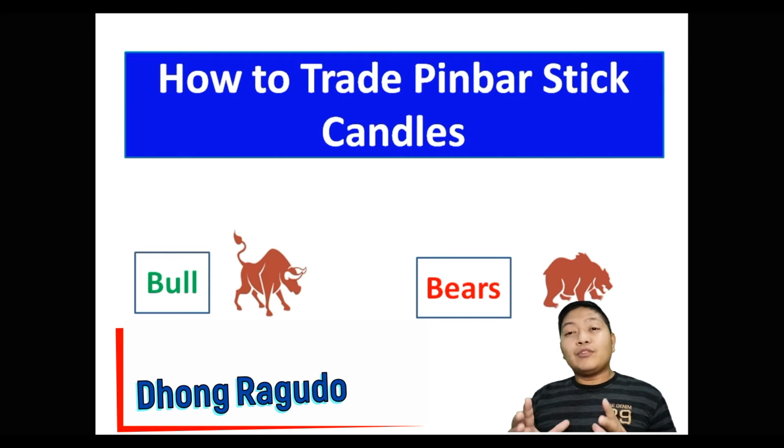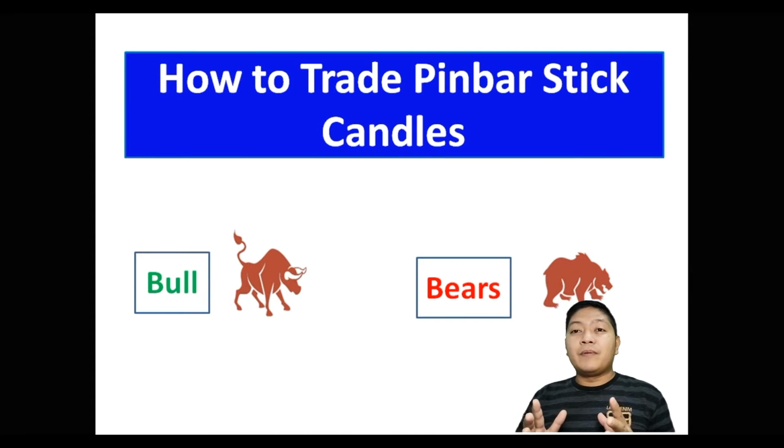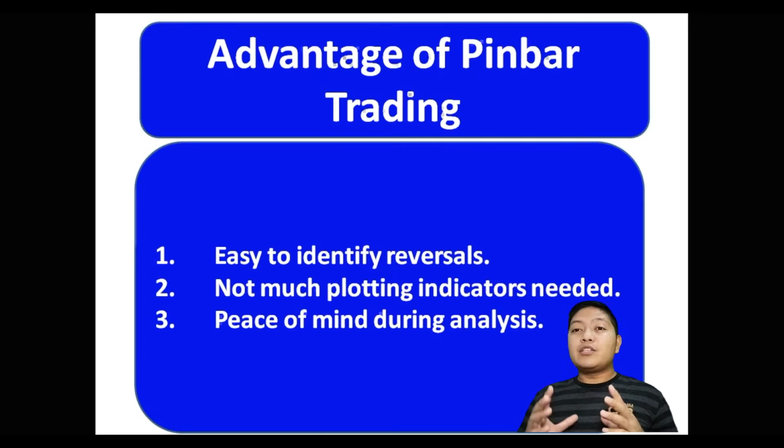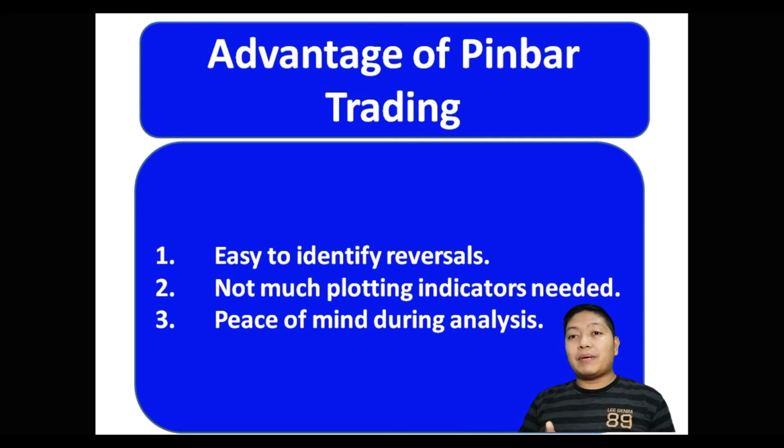Alright, so how to trade Forex using pin bar stick. In Forex trading, we only have two types of market: either you are in a bull market or you are in a bear market, right? The advantage of the pin bar is, first, that it is easy to identify reversals. Pin bars identify a possibility, and we say possibility because in the market, it is only possibility, what will happen to the market, right? So the first one is that it is easy to identify reversals using pin bars.